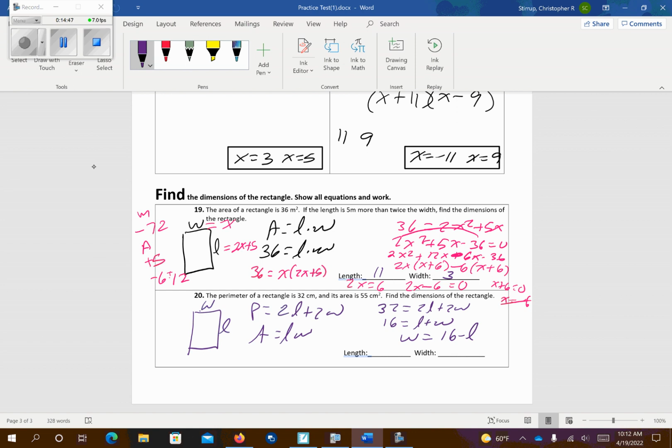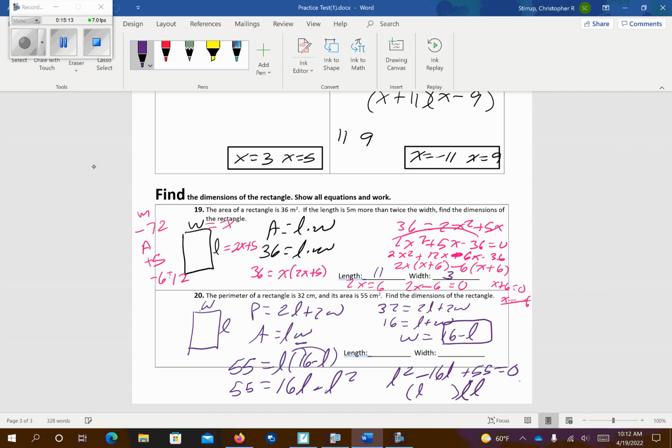And then I have an area of 55, but I'm going to plug our W in here, so I have L times 16 minus L. Distribute that, so I get 55 is equal to 16L minus L squared. Let's move everything over, so I'm going to get L squared minus 16L plus 55 is equal to 0. And so the factors of 55, we can do it the quick way of factoring, is going to give me negative 5 and negative 11. So if I set those equal to 0, I get a width of 5 and a length of 11.